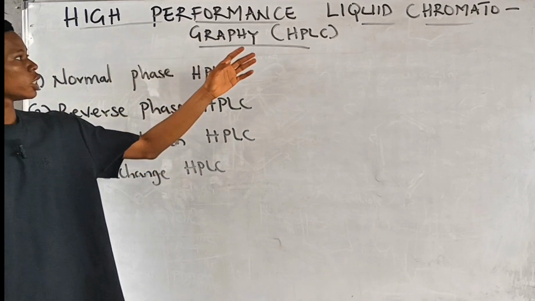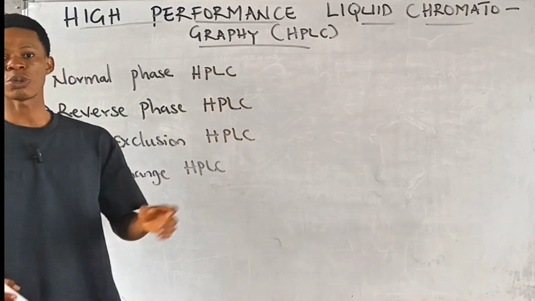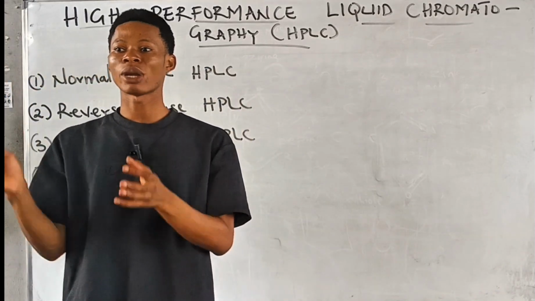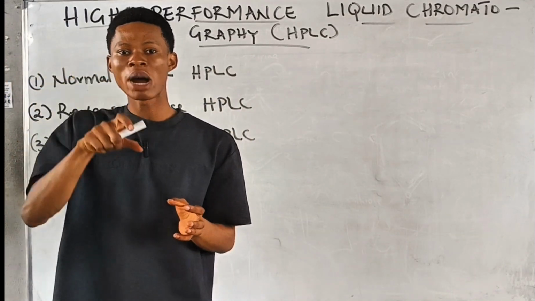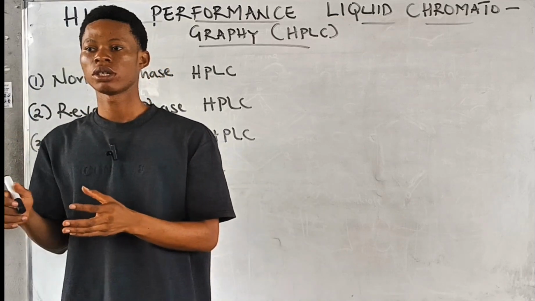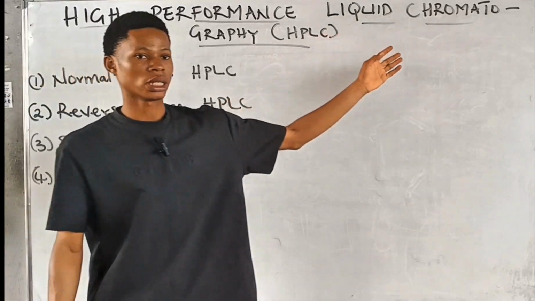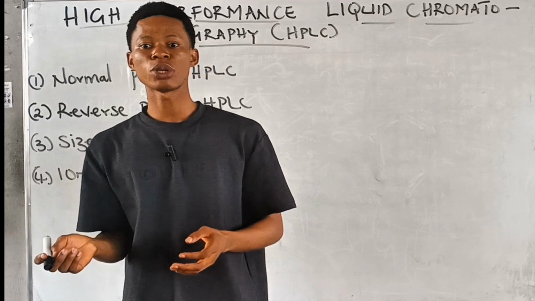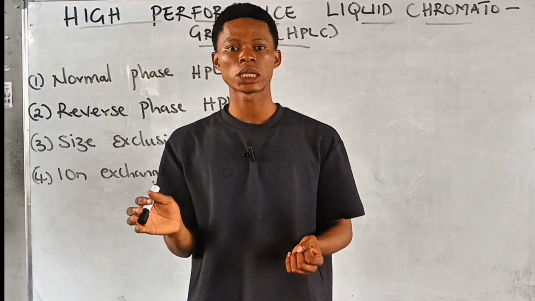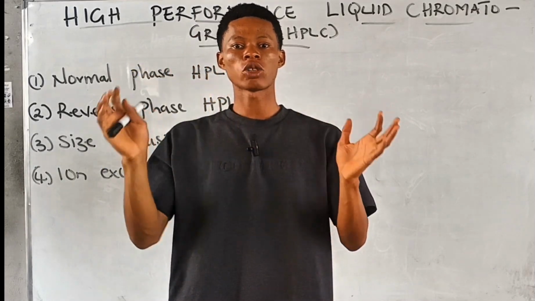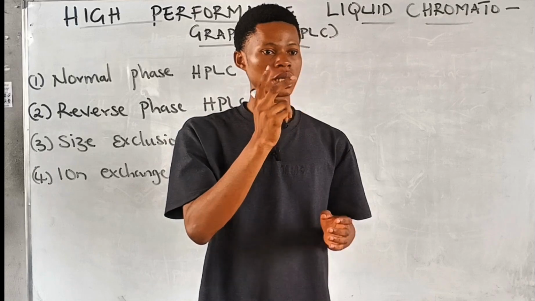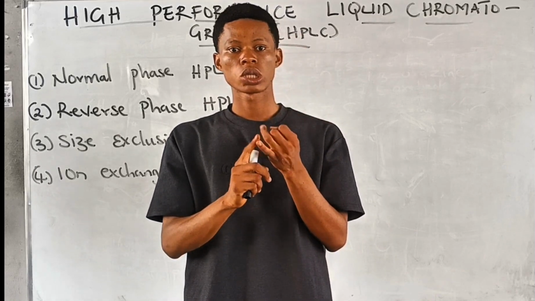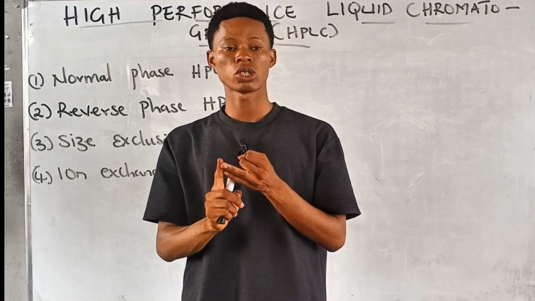So high performance liquid chromatography, HPLC. As the name implies, high performance liquid chromatography. This is a chromatographic technique, so it works based on the principle of other chromatographic techniques. That is, all chromatographic techniques have two phases, right? Mobile phase and what? Stationary phase. Mobile phase and stationary phase.